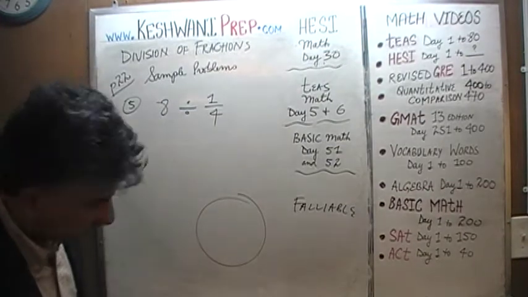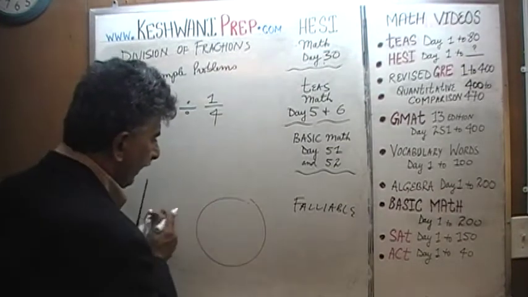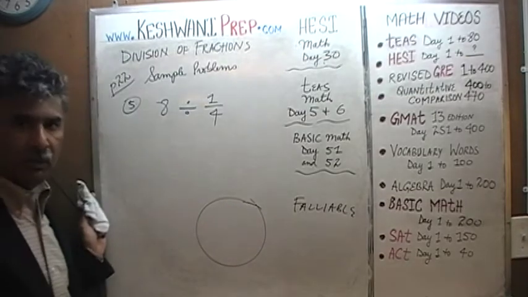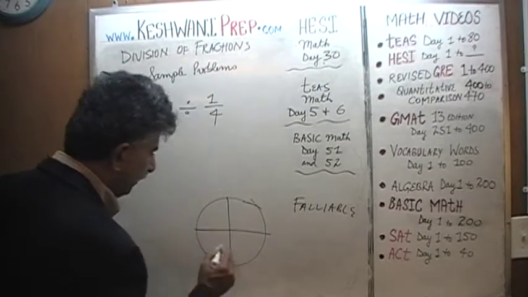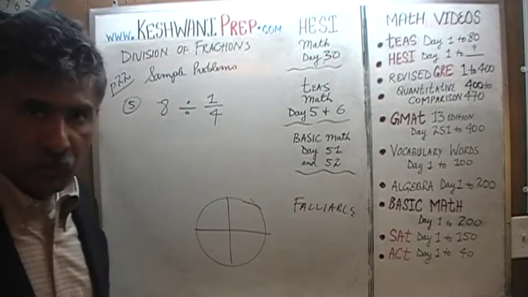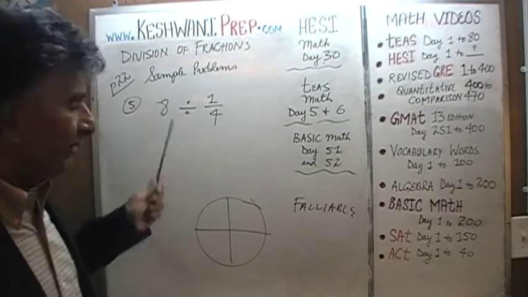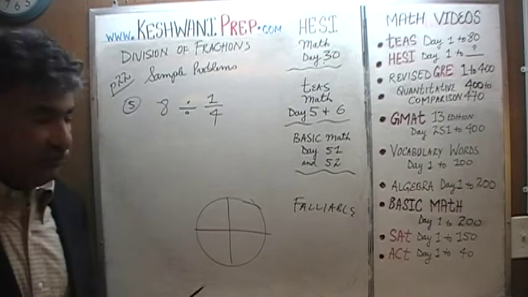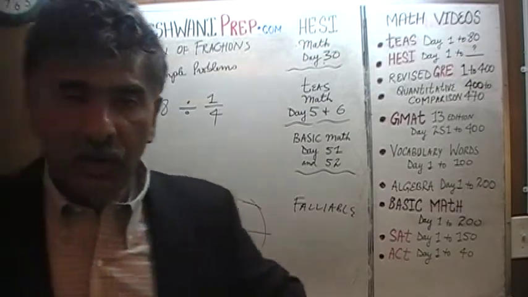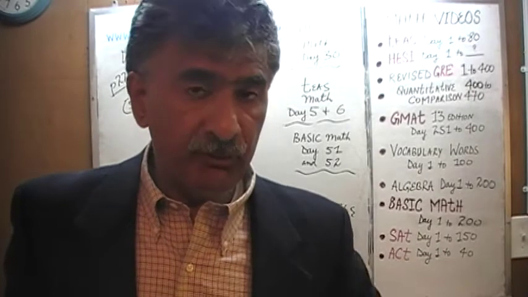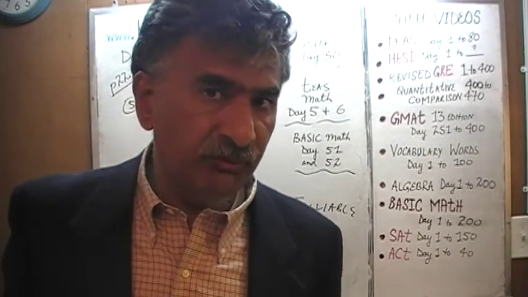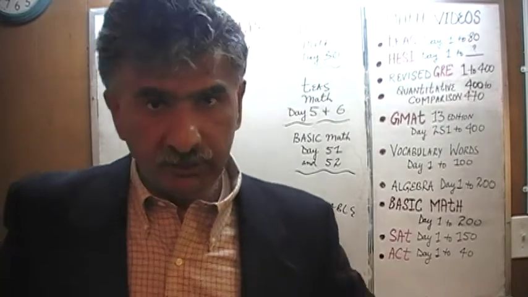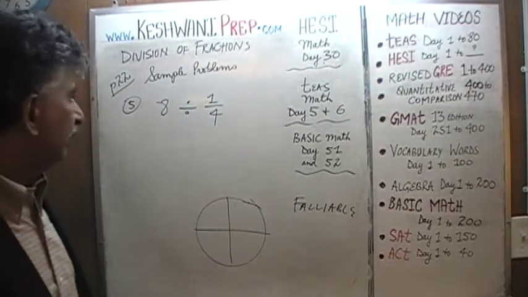If I have a pizza and I'm being asked to cut it into quarters, how many quarters would I have? The reason it's called quarters is because there are four quarters in each pizza. How many pizzas do we have? We have 8 pizzas. If you cut them into quarters, you get 32, because each pizza has four quarters and there are 8 of them. So 8 times 4 is 32.